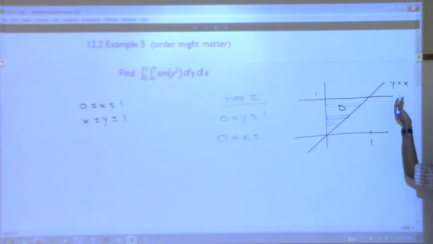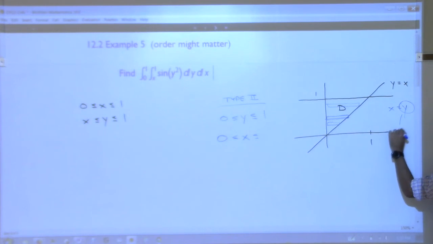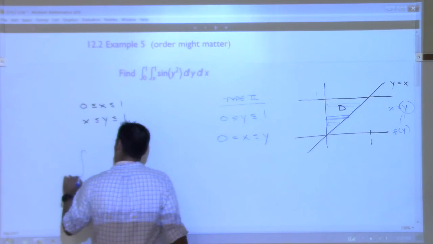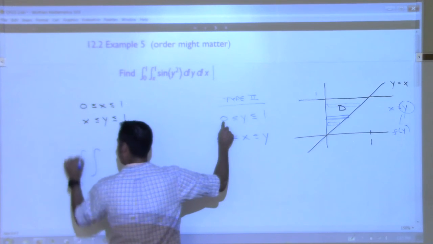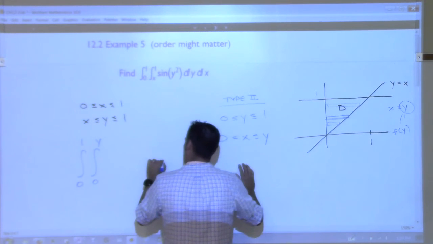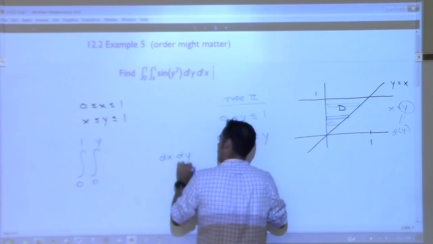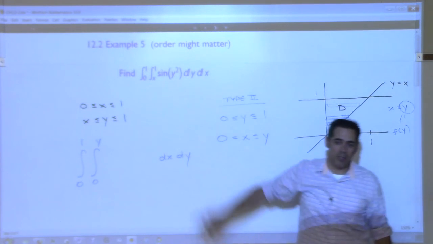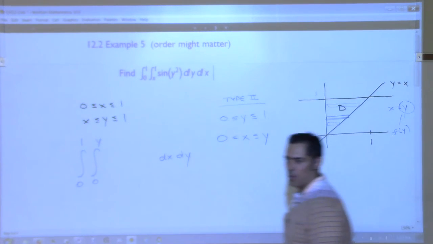So, but this would be the upper bound, or the right-hand side bound. x is y. So this is my function of y that is my upper or right-hand bound. So this would be y. Okay? So now my double integral, I can rewrite it from 0 to 1, and then I'll put it here like 0 to y. And then now this becomes dx dy on the outside, switching the order of integration. And I'm integrating sine of y squared.